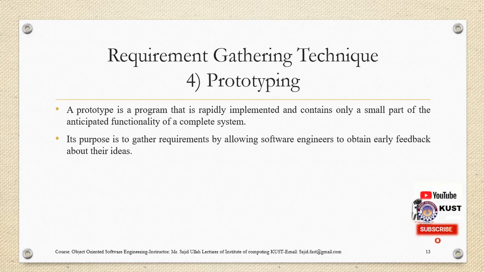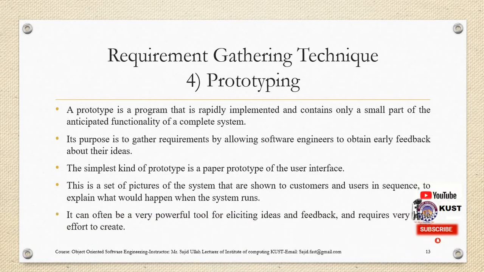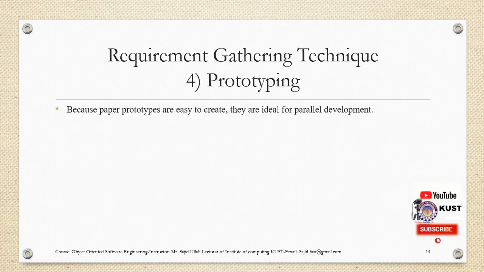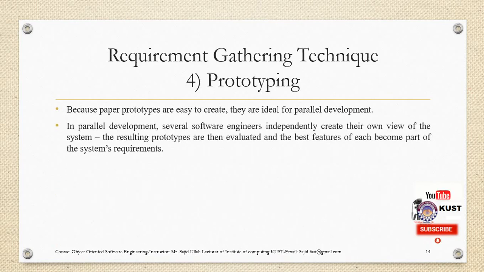Prototyping. A prototype is a program that is rapidly implemented and contains only a small part of the anticipated functionality of a complete system. Its purpose is to gather requirements by allowing software engineers to obtain early feedback about their ideas. The simplest kind of prototype is a paper prototype of the user interface. This is a set of pictures of a system that are shown to the customer and user in a sequence to explain what would happen when the system runs. It can often be a very powerful tool for extracting ideas and feedback, but it requires very little effort to create.